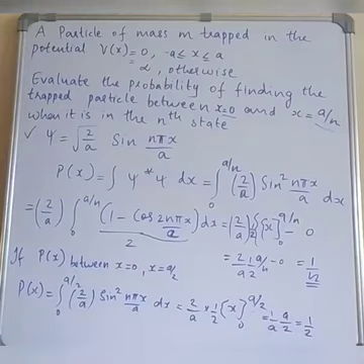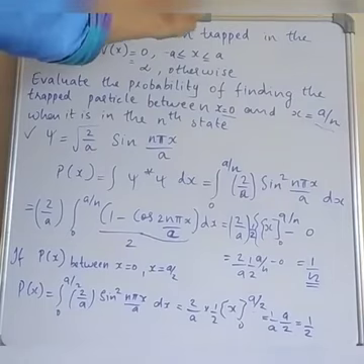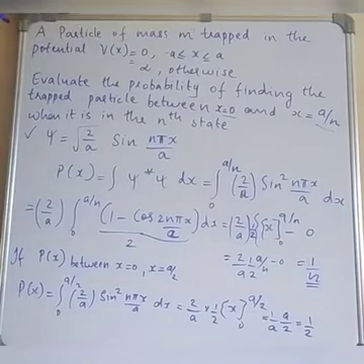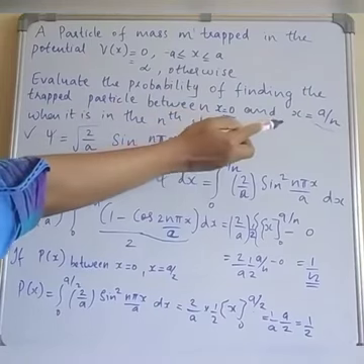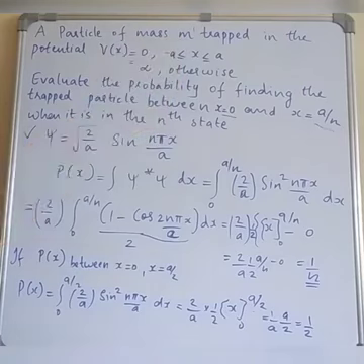Now, we have to calculate the probability of a particle trapped in the infinite potential well. It is given that the particle of mass m is trapped in the potential V of x equal to 0 when minus a is less than or equal to x less than or equal to a, and infinite otherwise. Evaluate the probability of finding the trapped particle between x equal to 0 and x equal to a by n when the particle is in the nth state.